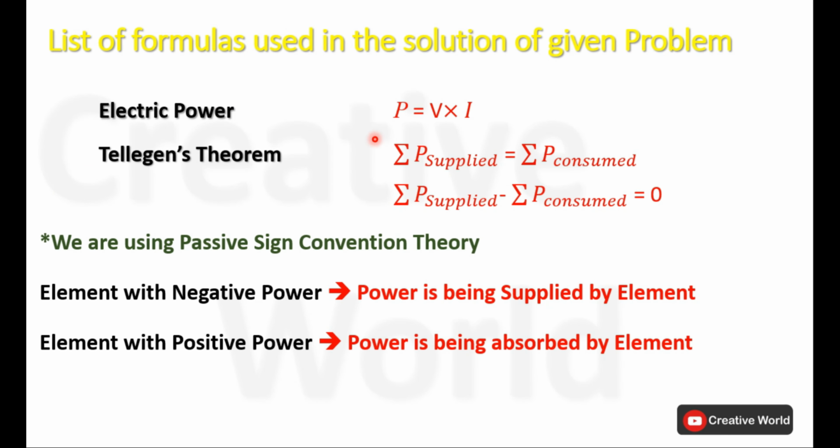While solving this problem, we will be using the electrical power formula, that is the product of voltage and current, and Tellegen's theorem. According to Tellegen's theorem, power supplied to a network is always equal to the power consumed by the elements of that network. And if we add these two powers together, their result will be 0. We also will be using passive sign convention theory. According to this theory, elements with negative power will be considered as power suppliers and elements with positive power will be considered as power absorbers.